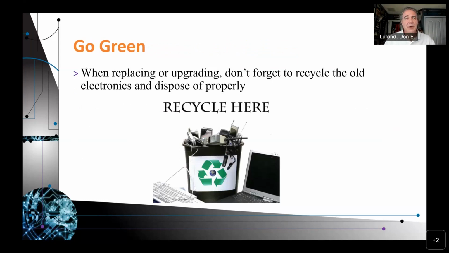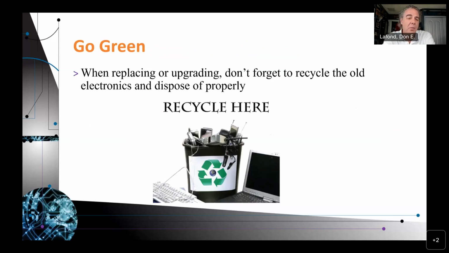Go green. When you're replacing or upgrading, don't forget to recycle the old electronics and dispose of them properly. Recycle.